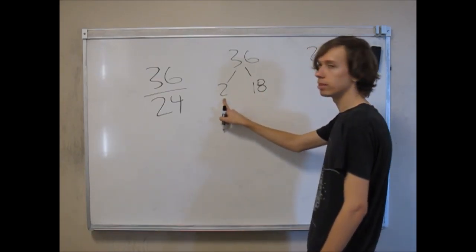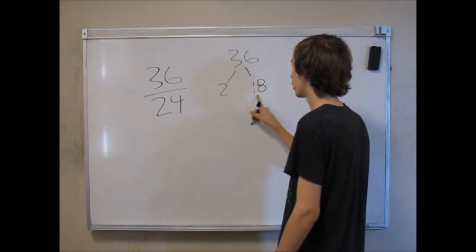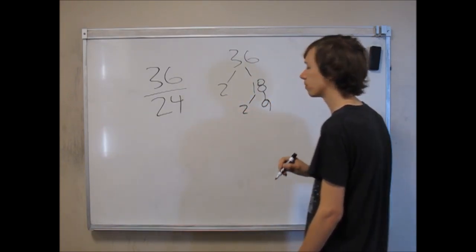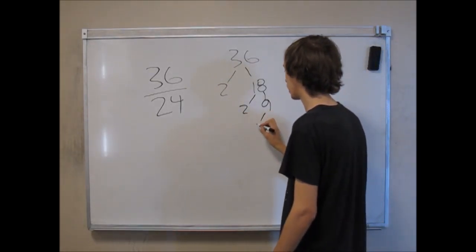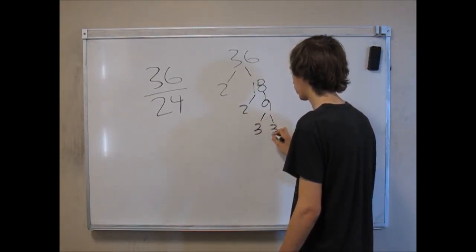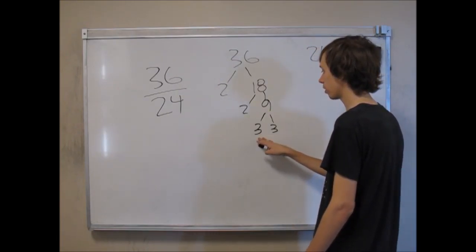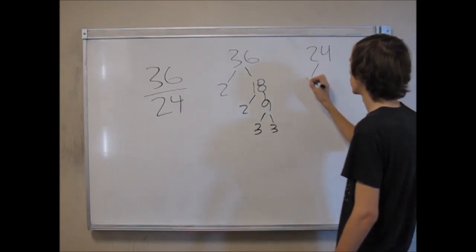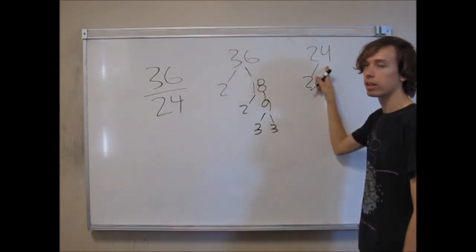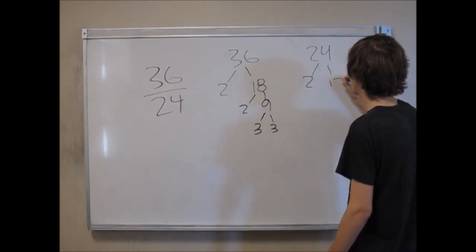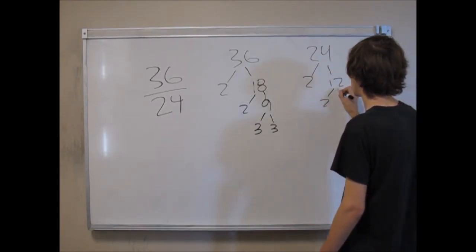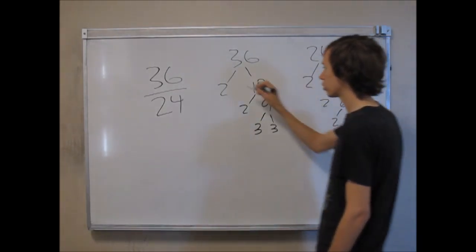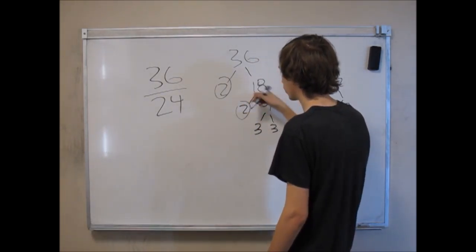So 2, nothing goes into that besides 2 and 1. Over here though, 18, you can take a 2 out of that as well, and that'll be 2 times 9, right? And then over here, you can take a 3 out of 9, which would be 3 times 3. And you can't factor these 3's anymore, so you're done. And then over here with the 24, you can take a 2 out of that, that's even as well, right? That would be 2 times 12. And then with 12, you can take a 2 out of that, that'd be 2 times 6. 6 would be 2 times 3. And then you could just go ahead and circle all the ones that are at the bottom of their chain.